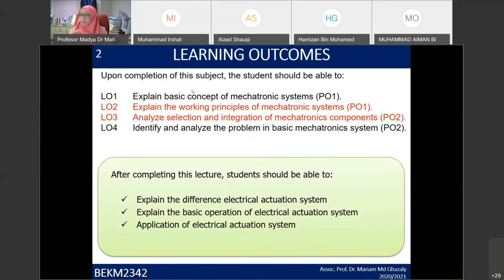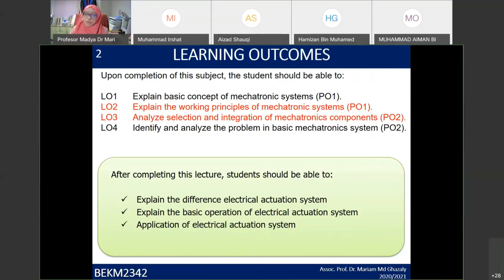Later I will explain the status of your assignment. In this chapter you are going to learn to explain the different electrical actuation systems, their basic operation, and their applications. Electrical actuation means that after you select it, you identify what type of motor you want to apply: DC motor, AC motor, step motor, or servo motor.